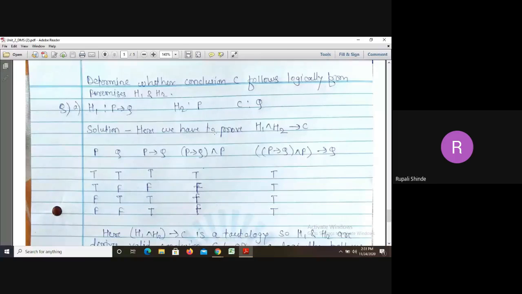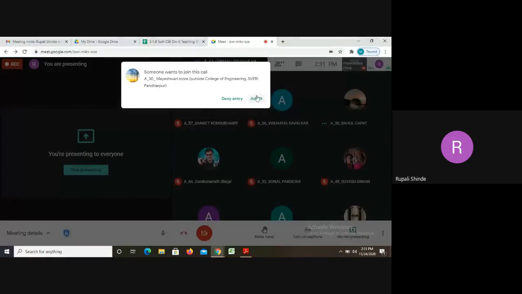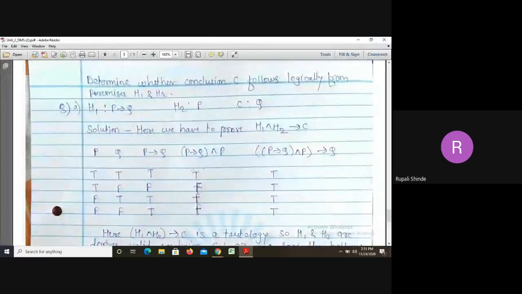काय काय करायचं आपल्याला? जेवढे काही प्रिमाइसेस असतील त्यांचं conjunction घ्यायचं, that is AND operation, and again we have to take its conditional with conclusion Q, and if that is a tautology, then only conclusion C is a valid conclusion. So likewise we have to check whether it is valid or not. Now for this first one, we have to form a truth table. P, Q, these are the variables. Then H1 is P conditional Q, H2 is P, that is already taken.